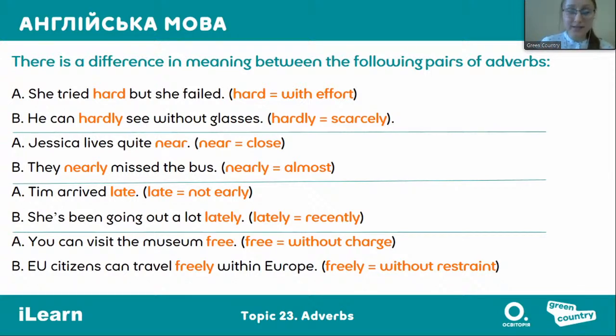Okay, next pair of adverbs. A, Jessica lives quite near. In this example, the adverb near means close, so somewhere close to another place. And in B, we have they nearly missed the bus. So nearly means almost. So it has nothing about like how far the place is. So it's completely different.